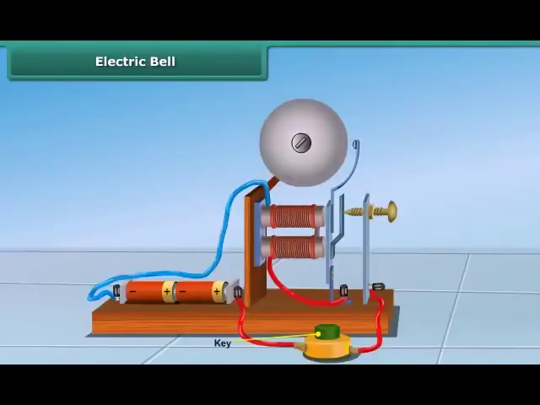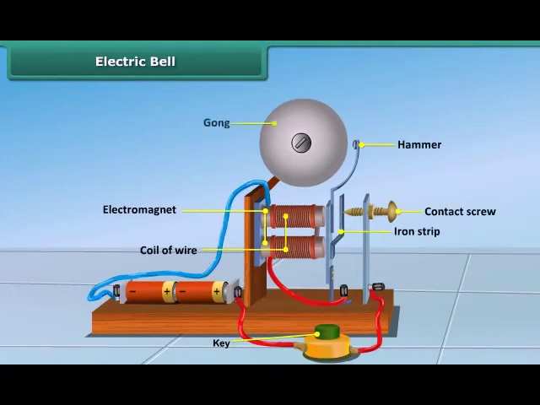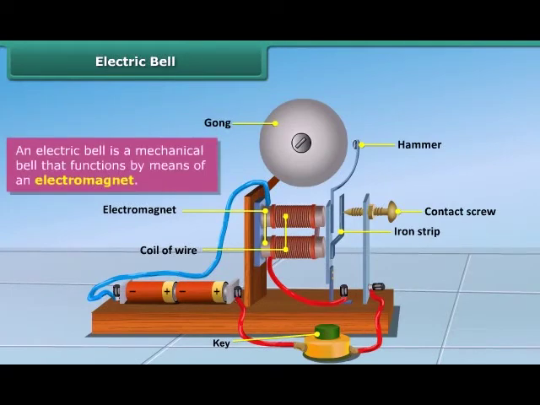Let us now look at the working of an electric bell. It functions by means of an electromagnet. The electric bell consists of a coil of wire wound on an iron piece. The coil acts as an electromagnet. An iron strip with a hammer at one end is kept close to the electromagnet. There is a contact screw near the iron strip.